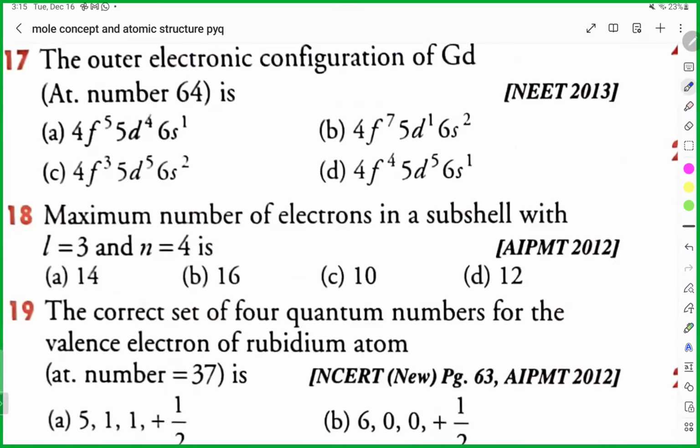Chandana, maximum number of electrons present in a subshell with L 3 and n 4. 10 electrons? No, sir, 40? No, 4. And in first number representation, L value 3 means f.